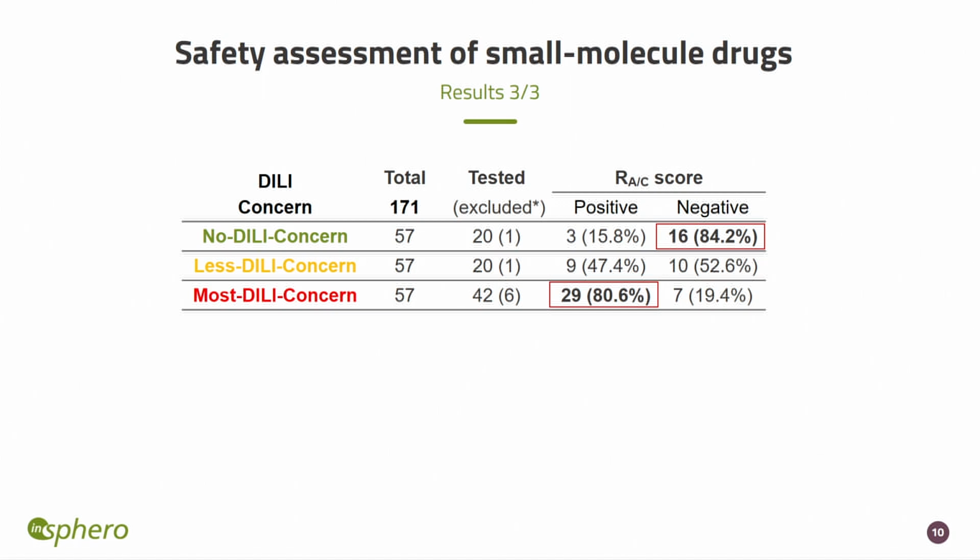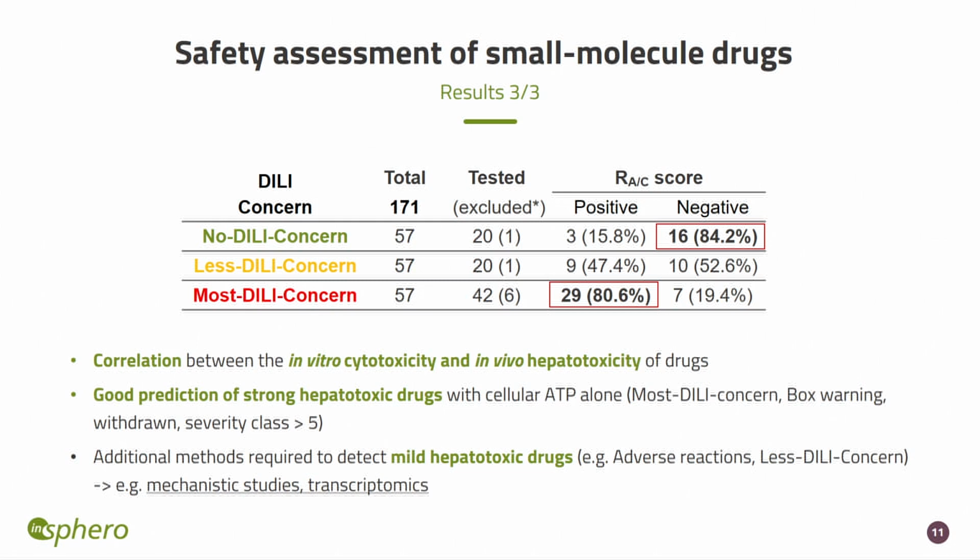Interesting to note here is that the more ambiguous category, less DILI concern compounds, had a divided result of 47% positive and 52% negative. So to conclude this first part, we had a correlation between the in vitro cytotoxicity and the in vivo hepatotoxicity of the drugs. There's a good prediction of the hepatotoxic drugs with the cellular ATP alone. However, the milder toxic drugs might need some additional assay, for example, more mechanistic studies or transcriptomics to be detected.